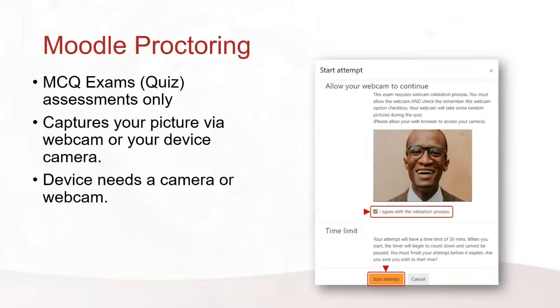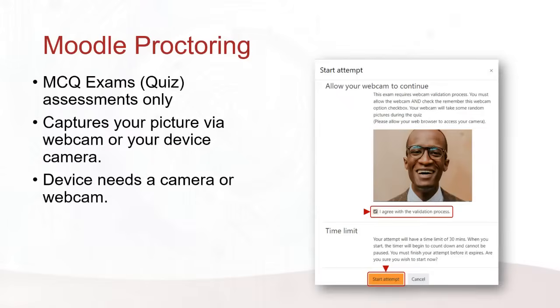So the first one we're going to look at is Moodle proctoring. This is the easiest one there is. There's no setup. All you need to do is make sure that you've got a working camera on your device. It can be either a webcam or a front-facing camera on your phone. It doesn't matter which device you use. You can either use a mobile device or a laptop.